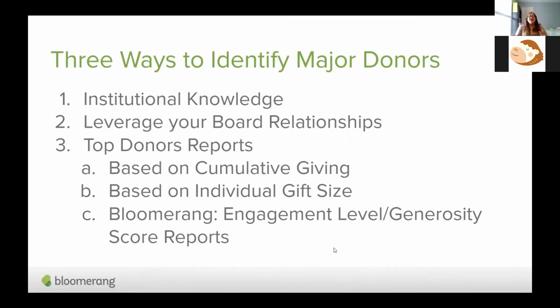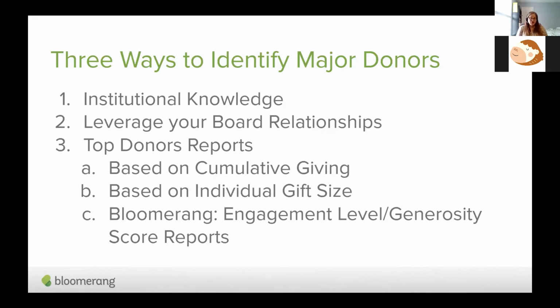So there are three main ways to identify major donors. And again, there are others, but we need to start identifying some. What do we do? The first one is institutional knowledge. Your staff should know who your donors are. You should be talking to them at events. You should be talking to them during first-time donor calls, asking questions, really getting to know your donors.